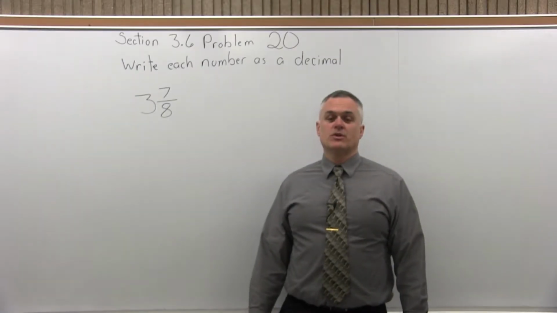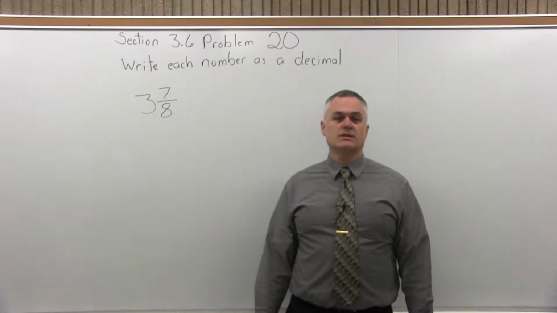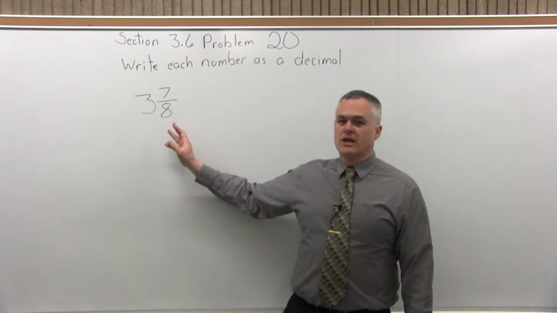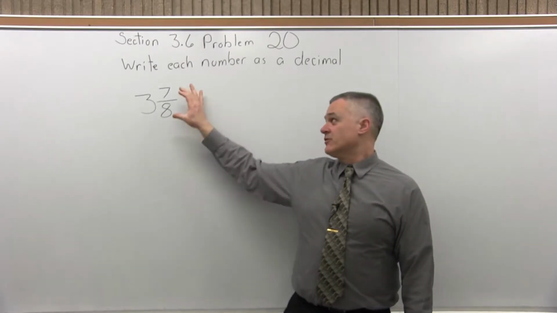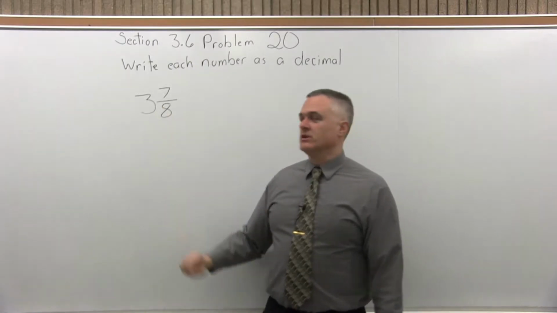This is Section 3.6, Problem number 20. It says write the number as a decimal. We have 3 7/8. So the 3 in front, I'll just ignore it. I know I'm going to get 3 point something. I'll convert 7/8 to a decimal and then take my answer and put a 3 in front.